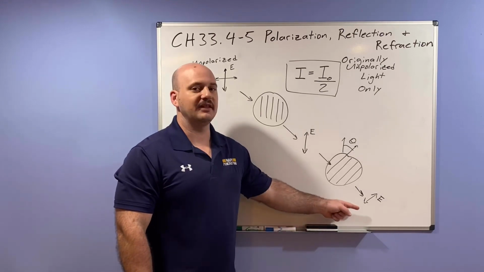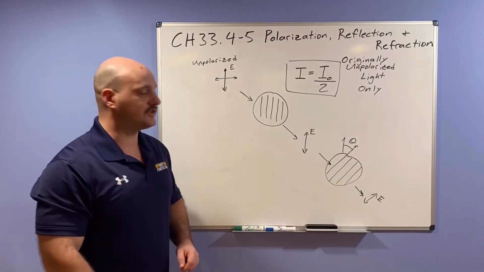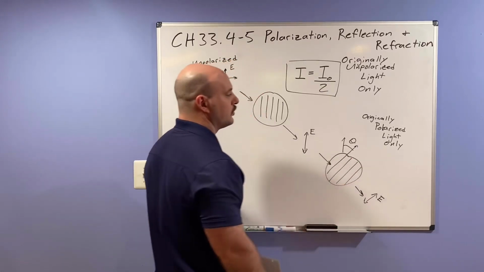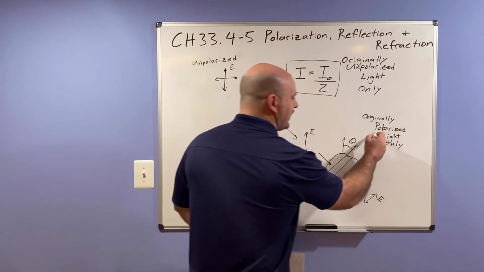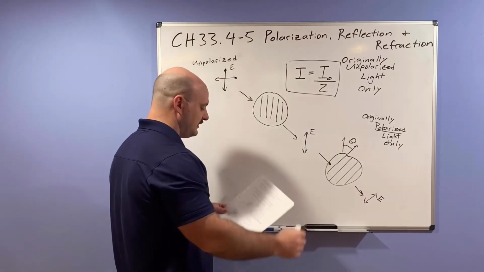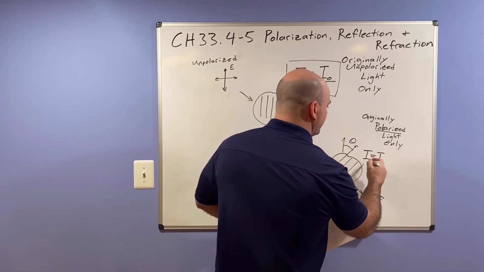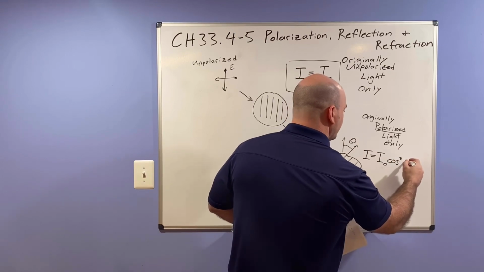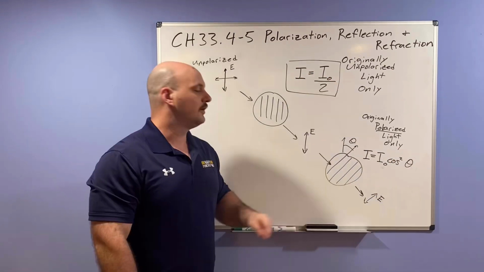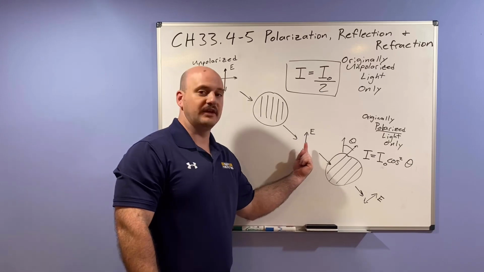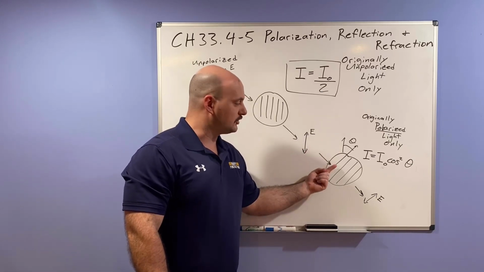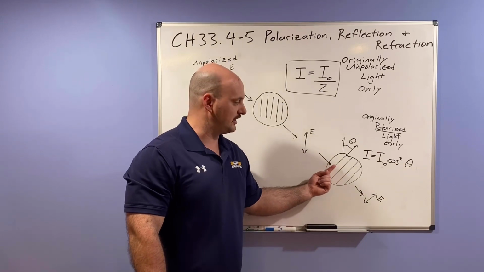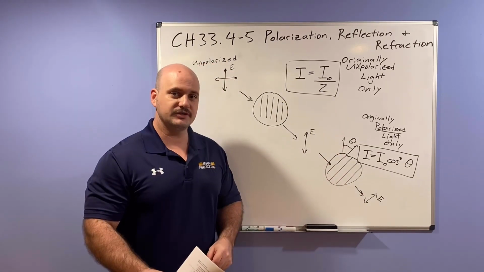We can calculate that intensity by our cosine squared rule. The cosine squared rule applies to originally polarized light only, and it's as follows. The intensity of the light is equal to the initial intensity times the cosine squared of theta. Theta being the angle between the polarized light and the polarizing direction of the sheet. That's our angle theta. Questions so far?